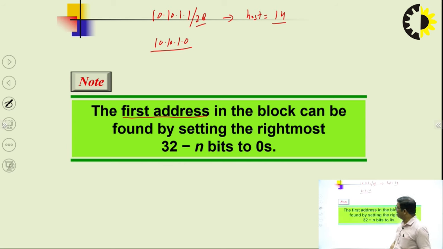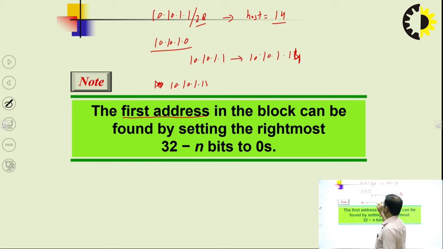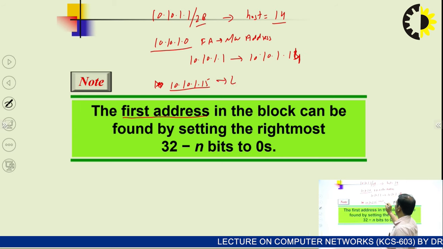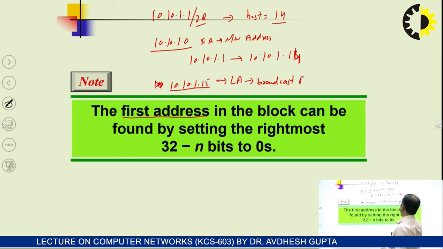Okay, and 10.10.1.1 to 10.10.1.14 will be the host addresses, and 10.10.1.15 will be the broadcast address. So this is the first address, or you can say network address. This is the last address, or you can say broadcast address.